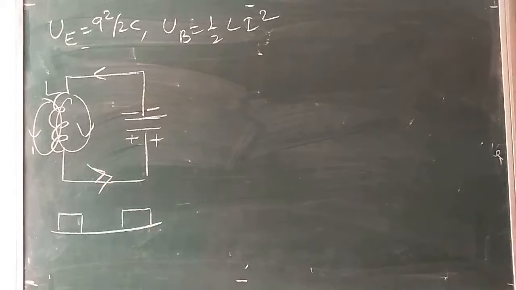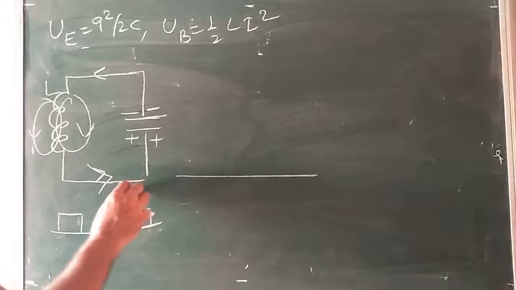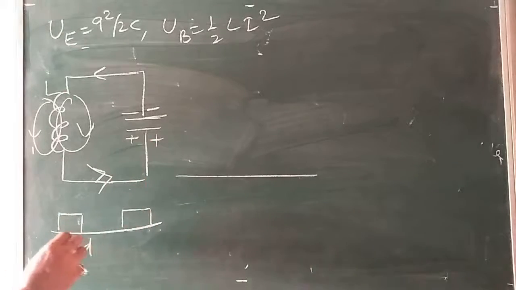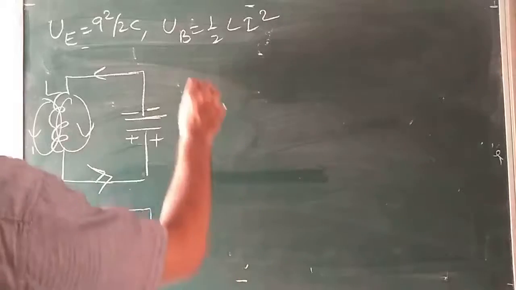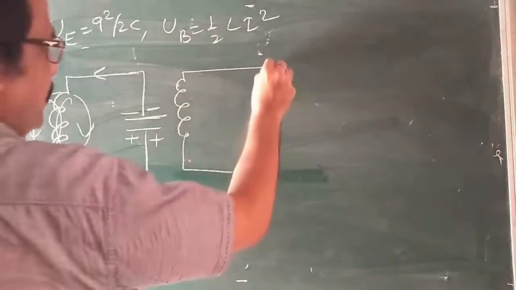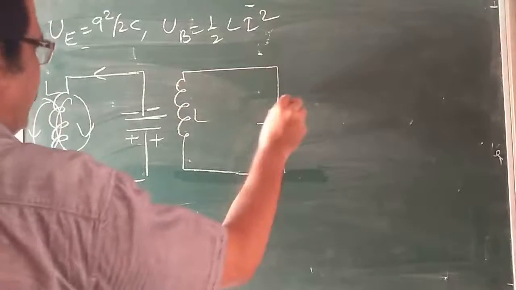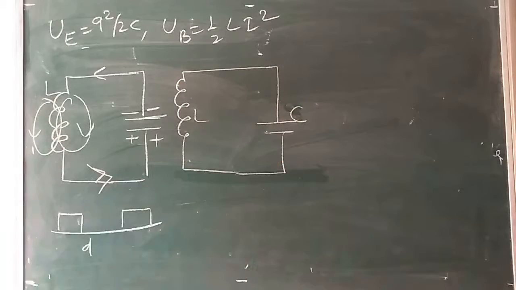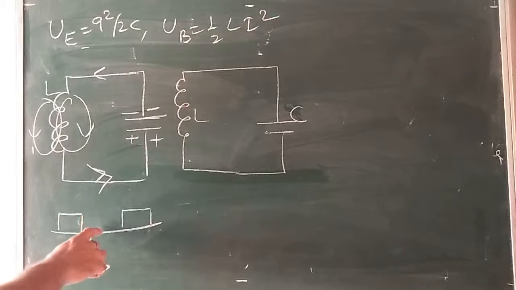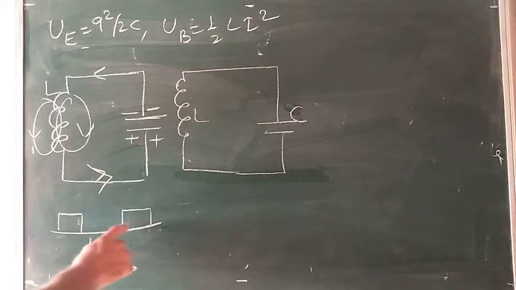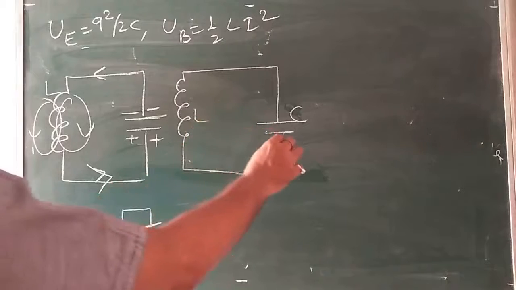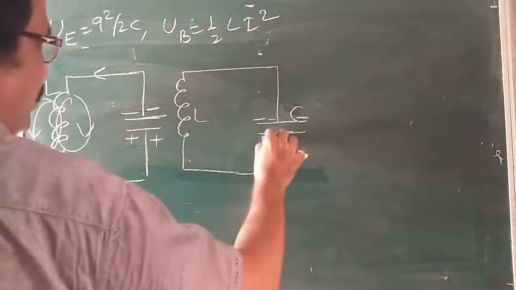Now, dear children, in the next stage, say this is figure D. A, B, C are earlier. This is D and this figure is E. Here again in this stage, this is L and this is C. In this stage, the capacitor is charged completely in the opposite direction.